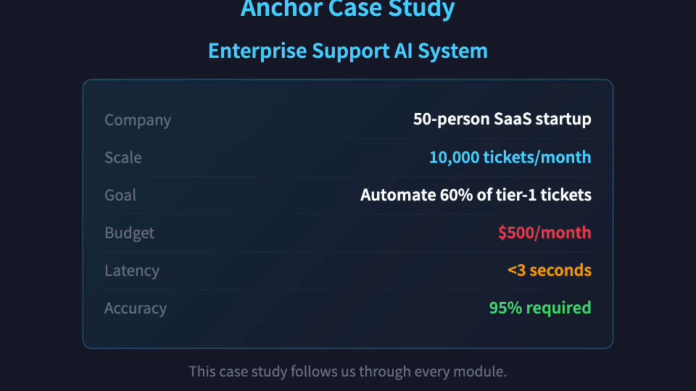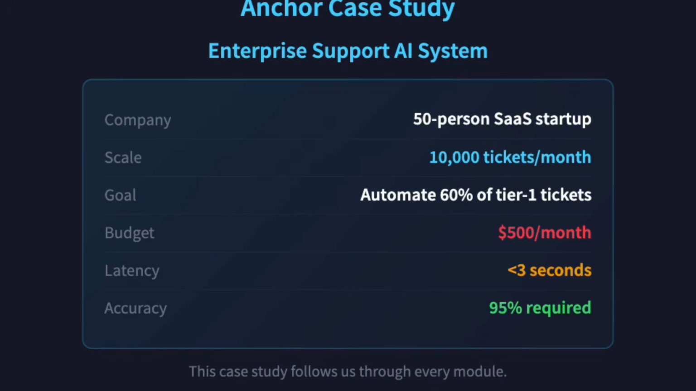Now, I want to introduce you to the case study that follows us through every single module of this course: the enterprise support AI system. Here is the setup. You are the lead engineer at a 50-person SaaS company. You sell project management software. Your support team is overwhelmed. 10,000 support tickets a month. Six people on the support team. They're drowning. Response times are going up. Customer satisfaction is now going down.